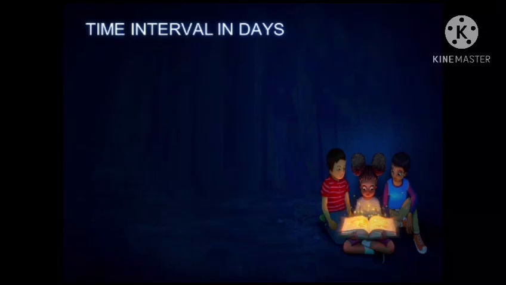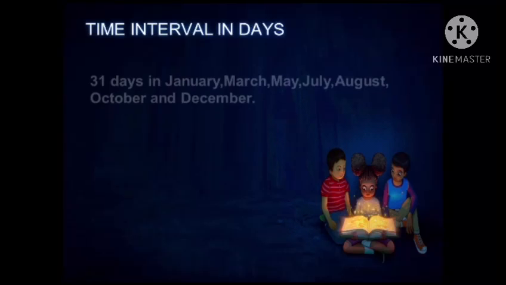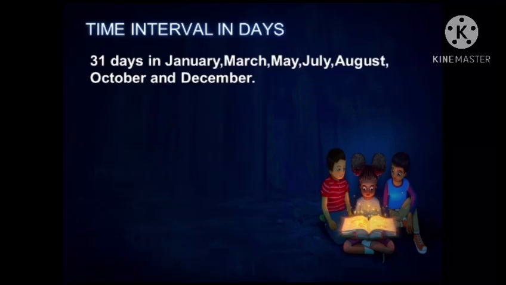So the next and last topic is time interval in days. We learned the time interval and then finishing and starting time, and finally we are at time interval in days. For a year we have 12 months, but not all the months will have the same number of days. One may have 30 days, one may have 31 days. So based on that we have divided. 31 days will be in January, March, May, July, August, October and December.